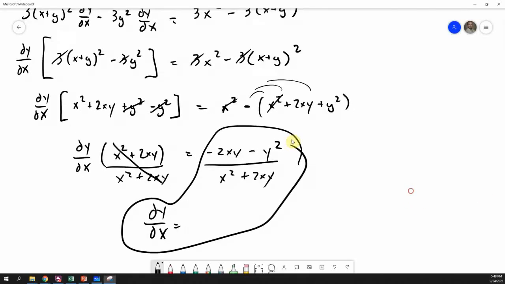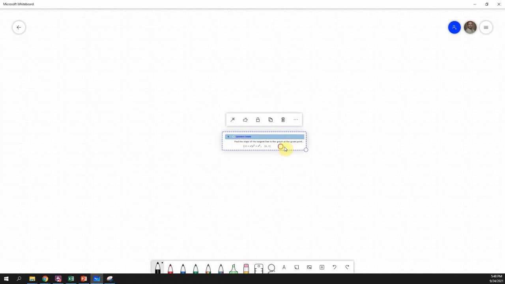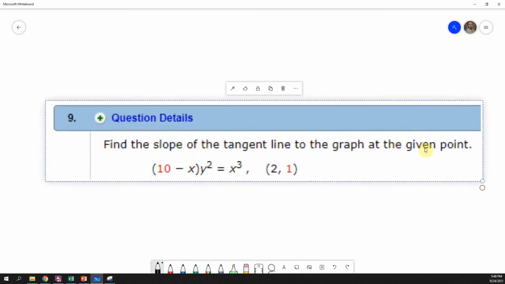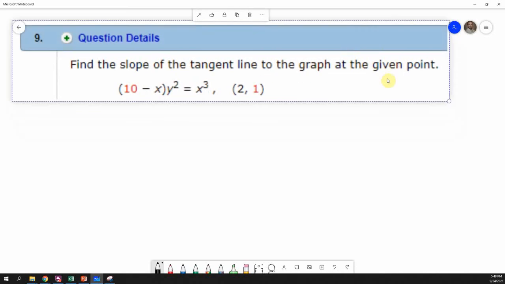Number 9 says to find the slope of the tangent line at a given point. Well, that just means take the derivative and plug in x and y, right, and solve for dy/dx. So remember, dy/dx is what we're looking for. So we've got a product rule.